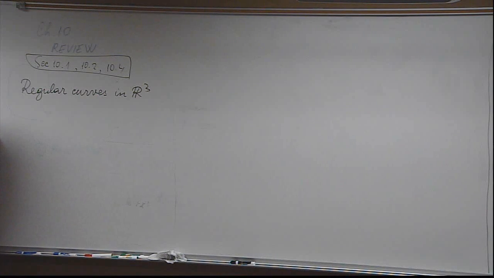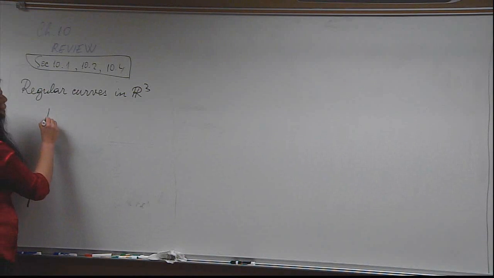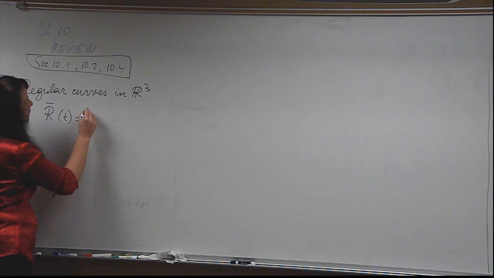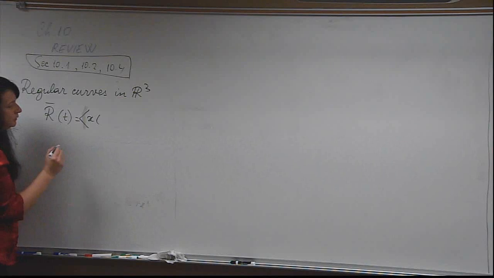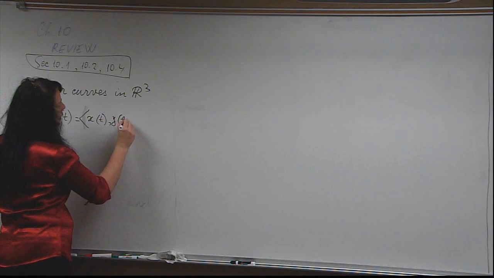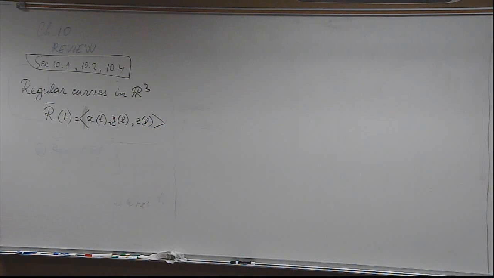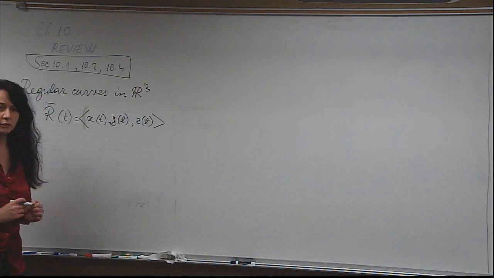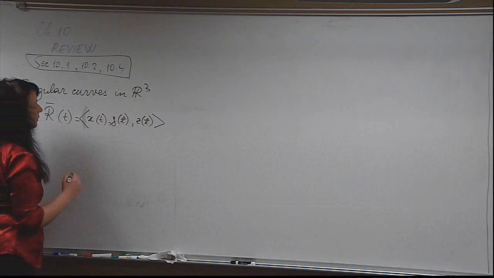What was a regular curve? Is anybody willing to tell me what a regular curve was? It was a vector valued function. Do you like big R or little r? It doesn't matter. Big R of t, vector valued function, x of t. Well, I told you that sometimes we use brackets here, sometimes we use round parentheses, depending on how you represent a vector in R3. In our book, they use brackets, but in other calculus books, they use round parentheses.